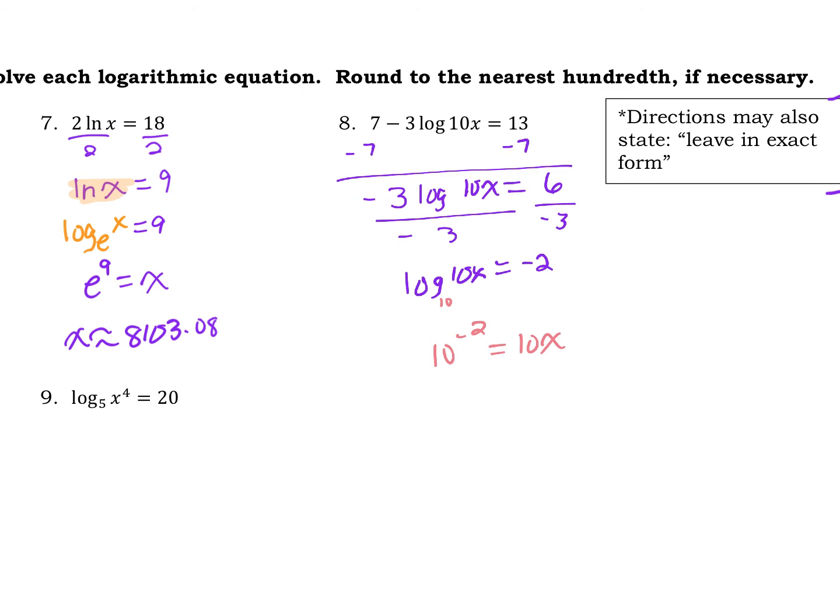And we know that 10 to the negative 2 is 1 over 100. That's what 10x is equal to. If we multiply both sides by 1/10, then we find that our final answer for this one is 1 over 1,000.